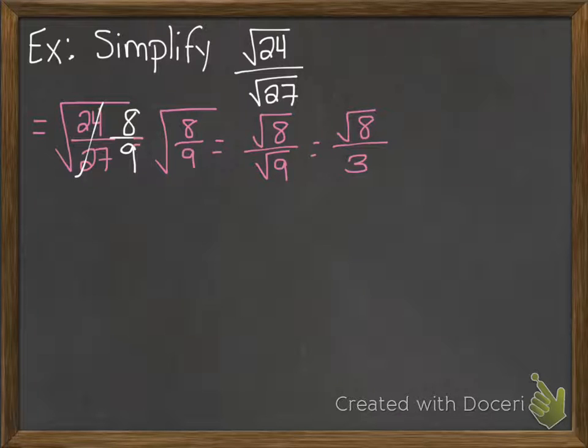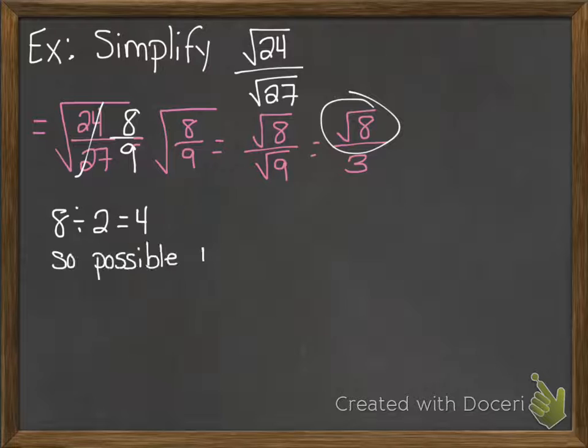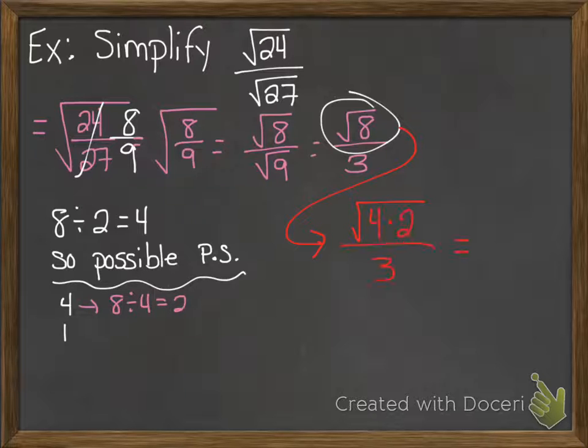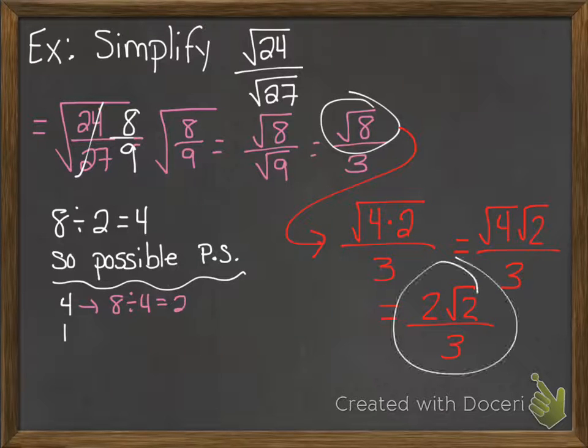Alright, I'm going to ask myself if there's a perfect square that goes into 8. So I'm going to take 8 divided by 4, so my possible perfect squares are 4 and 1. So I'm going to look at 4. 8 divided by 4 is 2, so I know I'm going to use it. I'm going to split 8 up into 4 and 2. So right now I'm left with the square root of 4 times 2 all over 3. I'm going to split up 4 and 2 because I know the square root of 4 is 2. And I'm done.